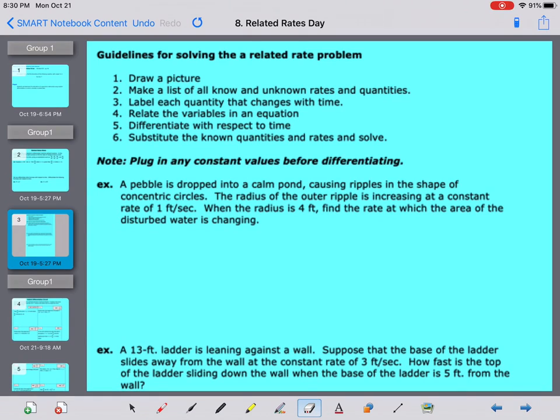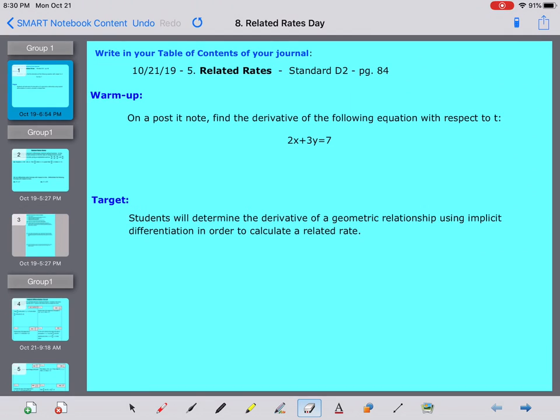Okay, so this is what we started in class today. So we're still talking about related rates. We're starting to talk about applications of derivatives, why we do derivatives, and how they could be helpful to us. One of the types of problems is what we call related rate problems.